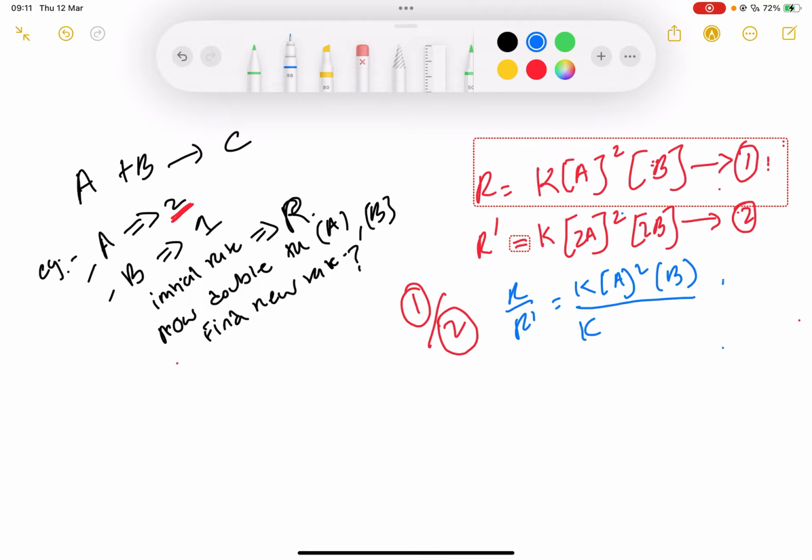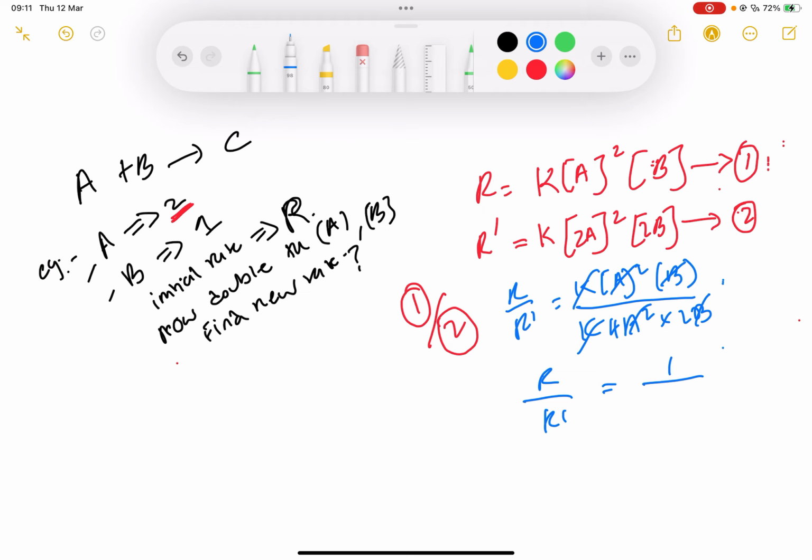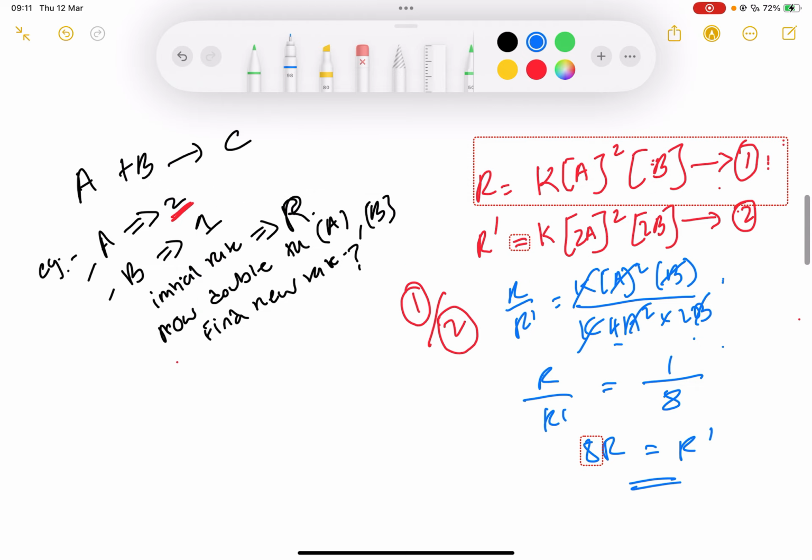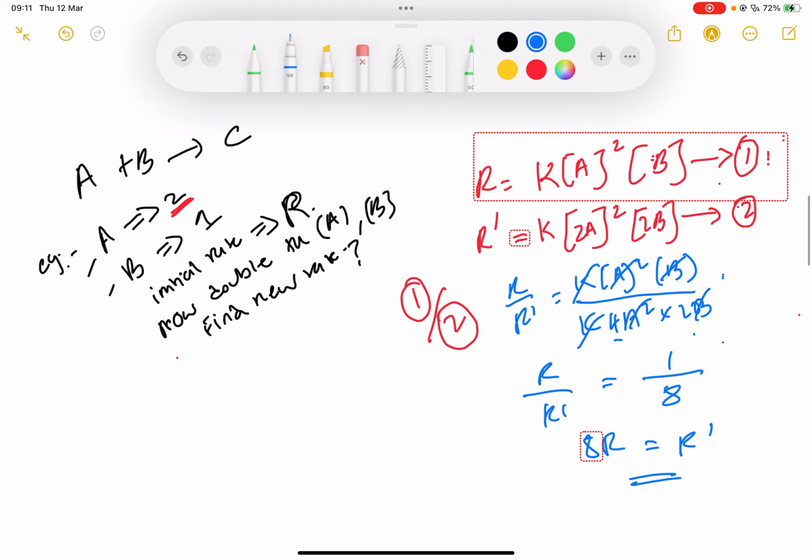Now this is 2A squared, no? That means 4A squared and into 2B. K cancels, A squared cancels, B cancels, R over R dash is equal to 1 over 8, here 4 times 2. Then 8R is equal to R dash. Now you can see that initially the rate was R, but when you double all the reactants' concentration, it has become 8R. The new rate is 8 times the initial one. So that's how we find the effect on rate due to the concentration of the reactants.